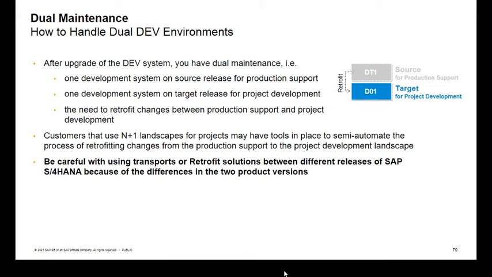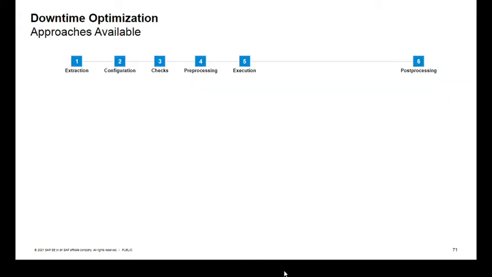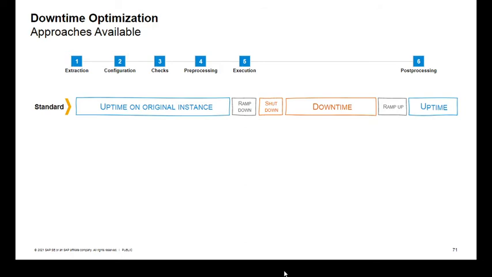Okay. Downtime optimization. So once you run a sandbox approach first, and you run a first upgrade, and you realize maybe that the downtime, because of your database size, is too long, then you can also look into optimizing the downtime. So typically in the standard approach, we have an uptime on the original instance. At some point, we enter the downtime and re-enter uptime.